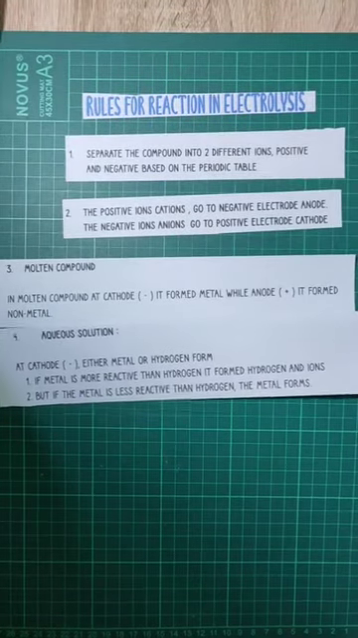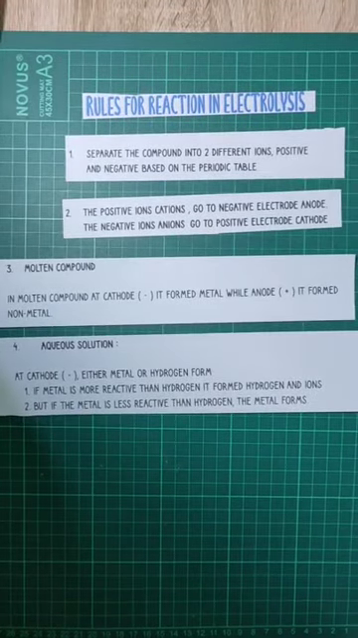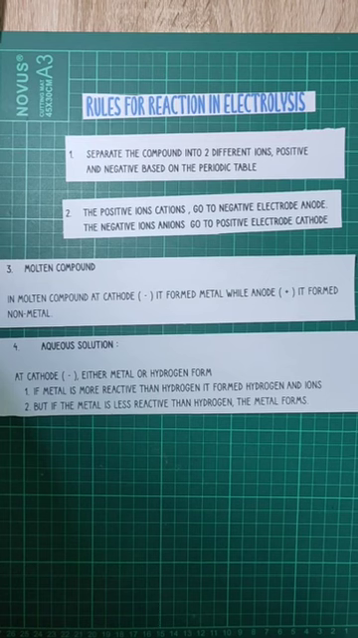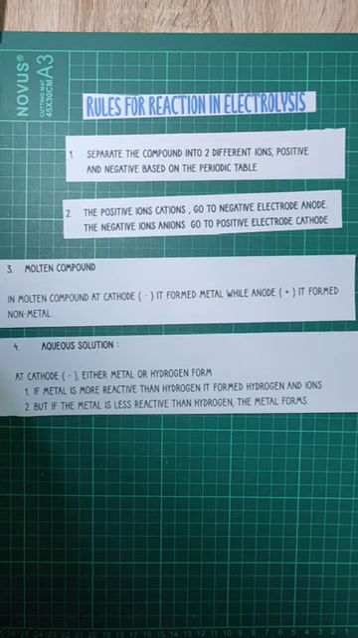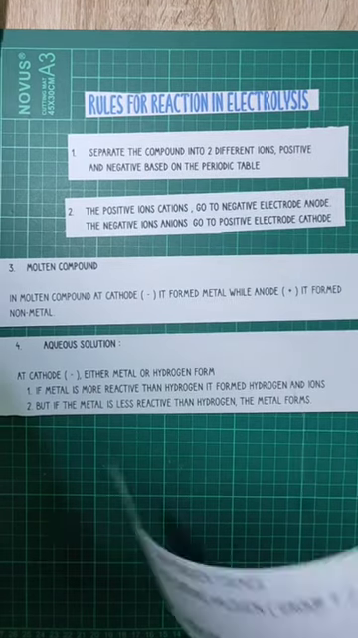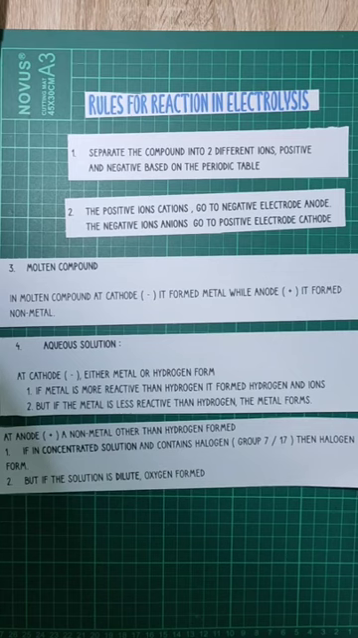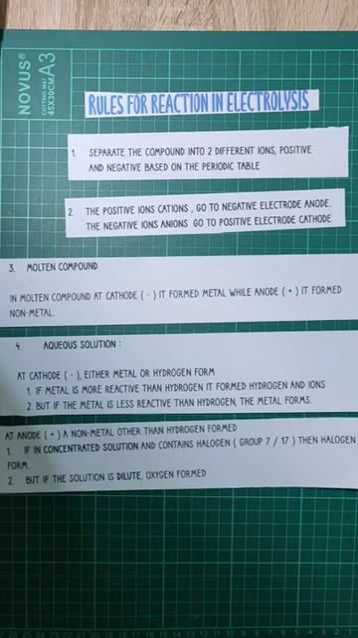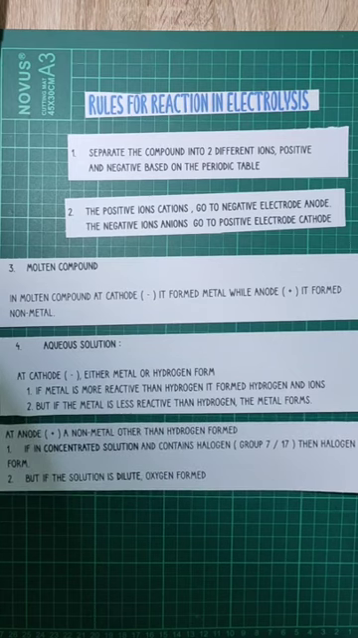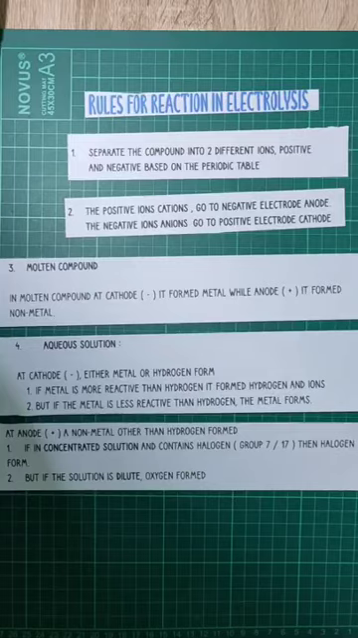Number 4. Aqueous solution. At the cathode, either metal or hydrogen forms. If the metal is more reactive than hydrogen, it forms hydrogen and ions. But if the metal is less reactive than hydrogen, the metal forms. At the anode, a non-metal other than hydrogen forms. If it is a concentrated solution and contains halogen or group 7, then halogens form. But if the solution is dilute, oxygen is formed.